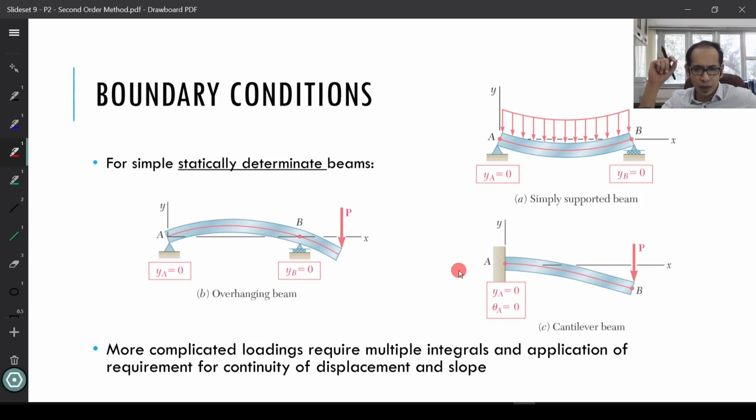So let's go ahead and take a look at some of these examples to use the second order method to find the deflection of the beam and the slope of the beam. And let's see how we use this method also for certain cases where you have an intermediate loading, which requires you to establish further relationships of continuity between the displacements and the slope. So let's go ahead and do a couple of problems.